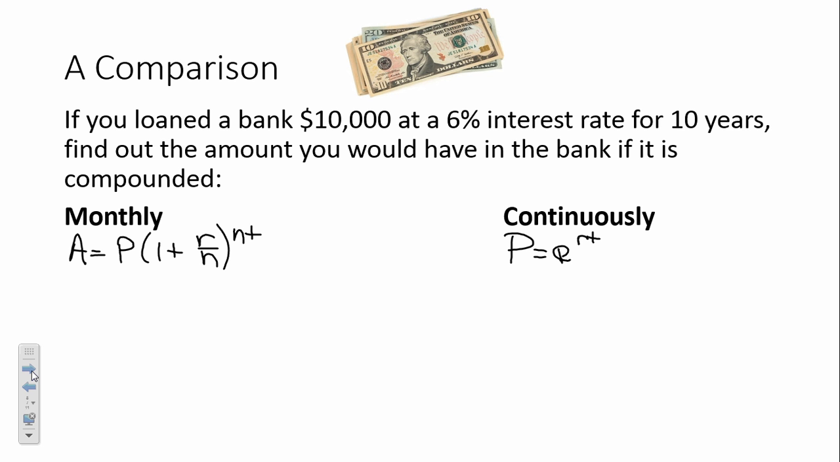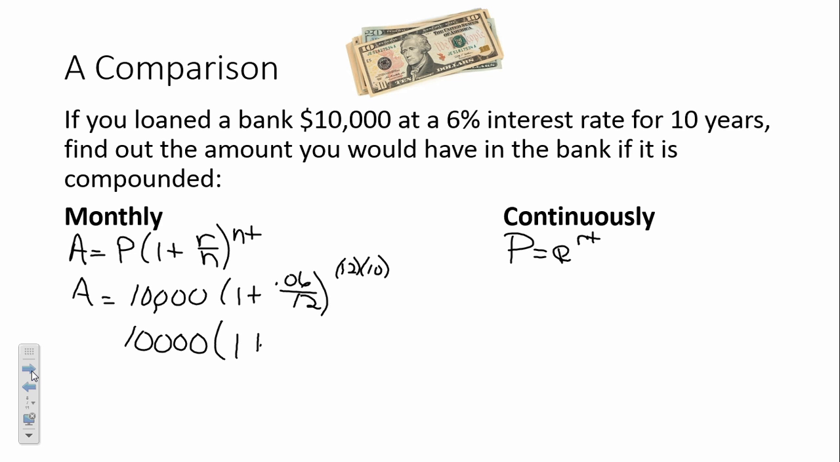Okay. So here we go. Our amount that we're going to get is 10,000 times 1 plus my rate, 6%. Number of times monthly. How many times do they do it a year? 12. To the 12 times what? 10 years. Okay, so we're looking at 10,000 times 1 plus 0.06 over 12. What is that?